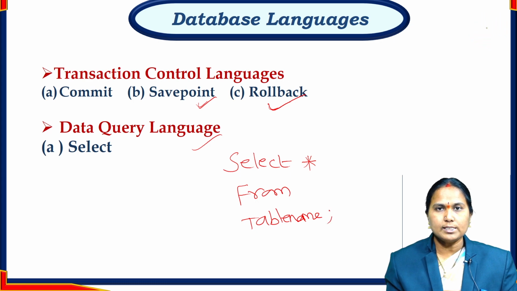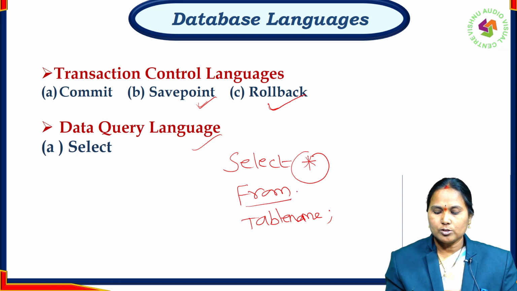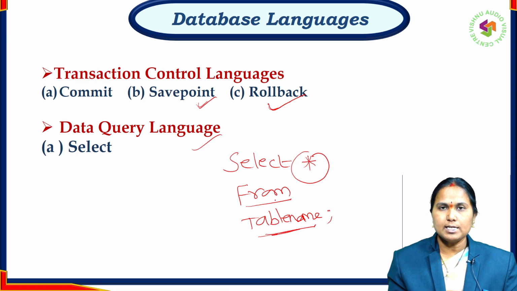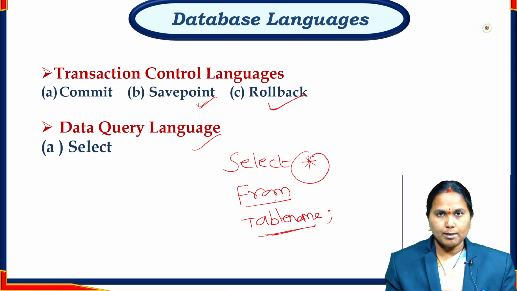Select is used to select the particular content from the database. Star is used for the entire data from the database. From is used to retrieve data. Table name is whatever database object we define, that name we can use here. By using this command only, we can interact with the database and retrieve data from the database. This is the importance of the select command.